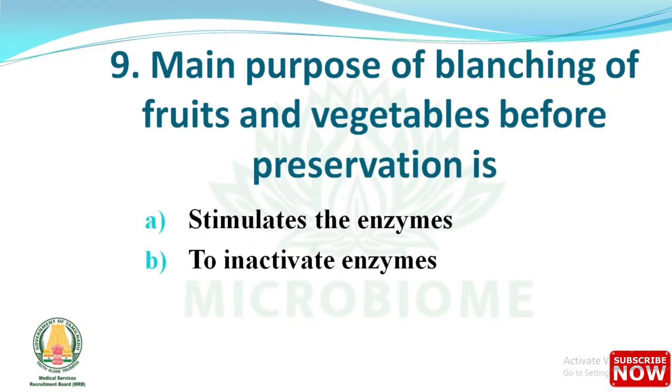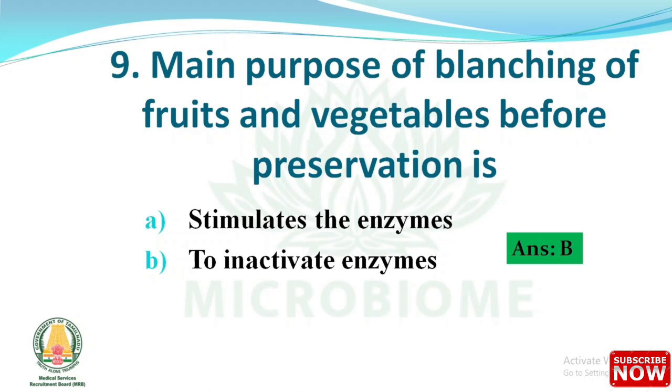And next question, main purpose of blanching of fruits and vegetables before preservation is? The options, stimulates the enzyme, to inactivate the enzyme. The right answer, option B, to inactivate enzymes. So, the blanching is done between 180 degree Fahrenheit to 190 degree Fahrenheit for 2 to 5 minutes. It inactivates the plant enzyme.